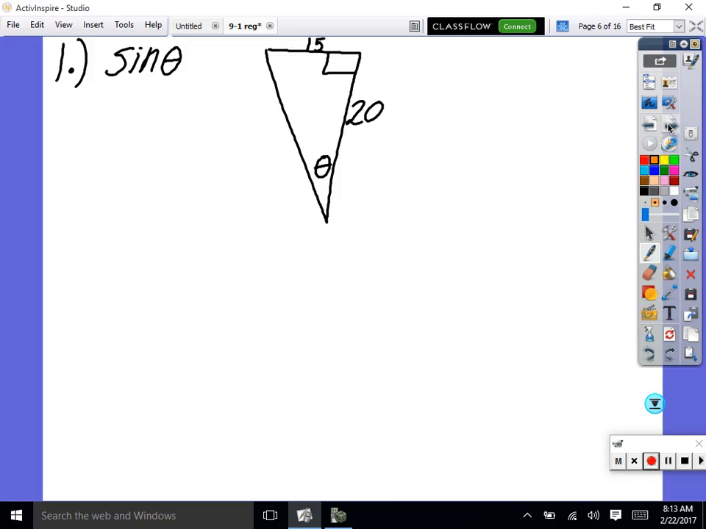So we know that sine of theta will be the opposite side over the hypotenuse. Sine is the first one, right? That's all you've got to do. Go to theta. We need opposite, which is 15, and we need our hypotenuse. Now look, where's my hypotenuse? Across from that 90 degree angle, correct? Do we know that? No, but look, we have 15 and 20.